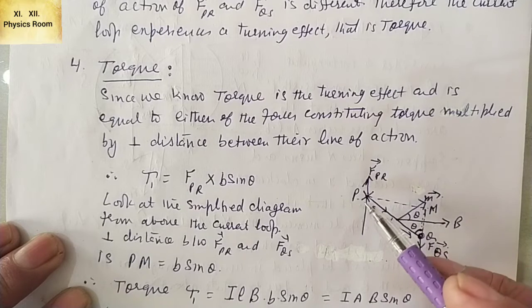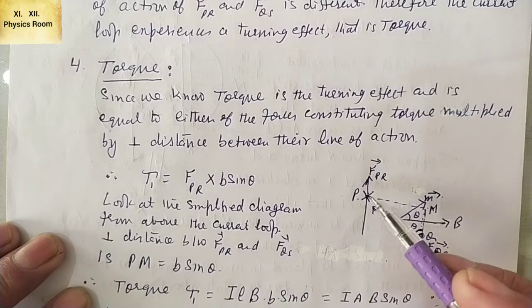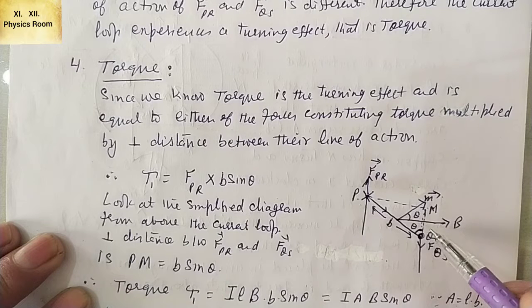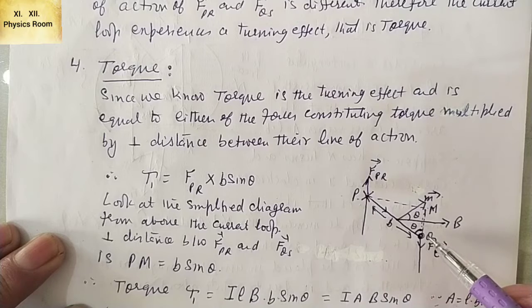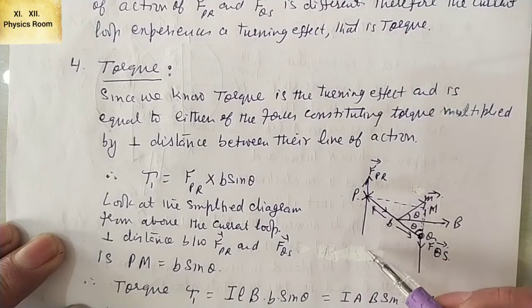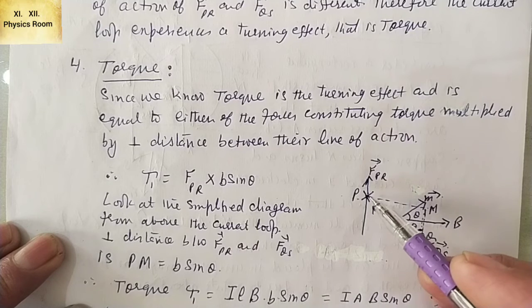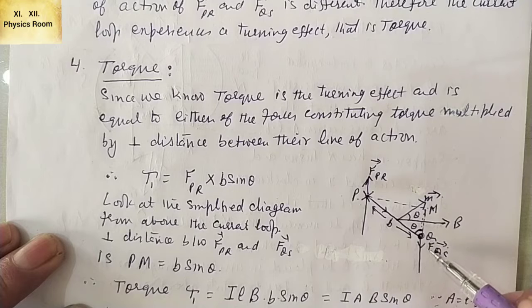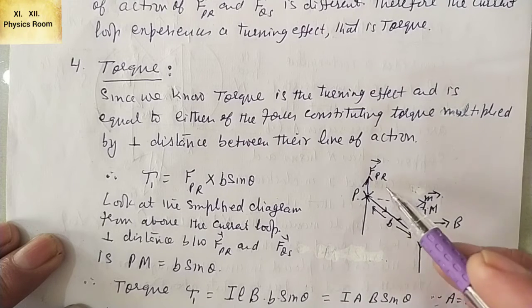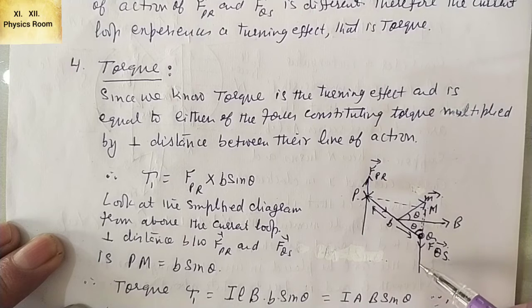Now this is the extract of the diagram we have already drawn for a current loop in a uniform magnetic field. This is arm PR and this is arm QS. The force on arm PR is inward, this side, and the force on arm QS is upward, this side. The two forces are equal and opposite, but their line of action is different.